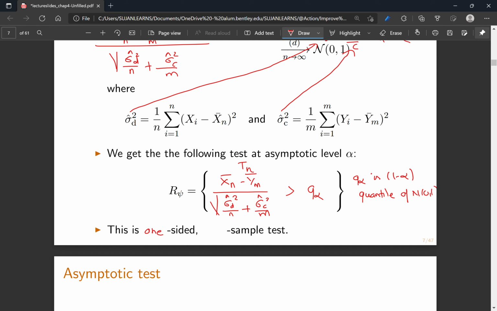Can you tell me if it is a one-sided or two-sided test? It is a one-sided test. And can you tell me if it is a one-sample or two-sample test? It is a two-sample test because we divided a population into two samples. One was a control and the other was a benchmark. So this is a two-sample test.